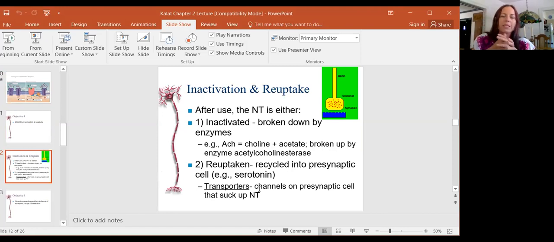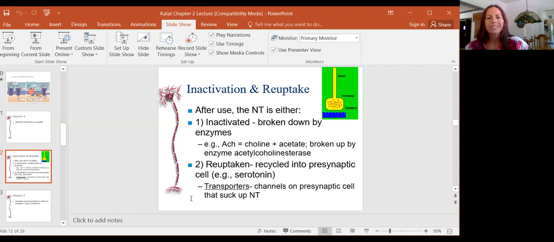So what's going to happen here is one of two things possibly, and it depends on the neurotransmitter. After it's used to unlock an ion gate, it is either going to be inactivated, meaning taken out of commission. It's broken down by enzymes. For example, acetylcholine, a really common neurotransmitter, is broken down into choline and acetate. There's an enzyme that does that, called acetylcholinesterase. It comes in, breaks it up, and then that gets carted away as waste, or it's used for other things.